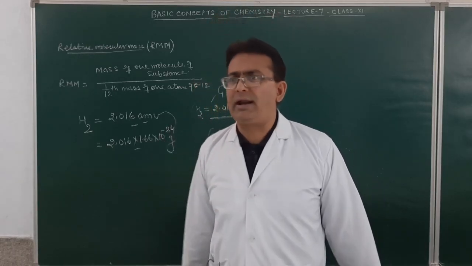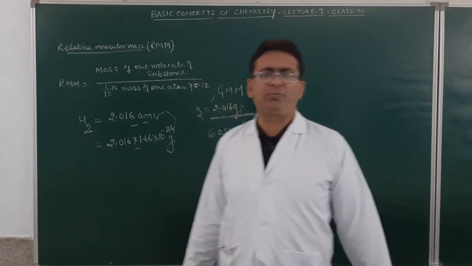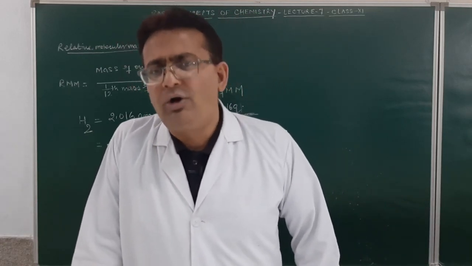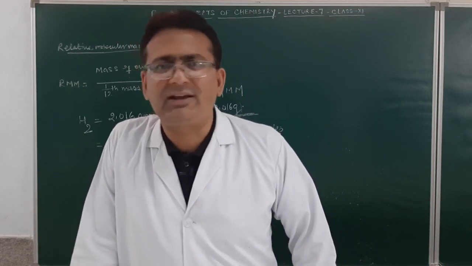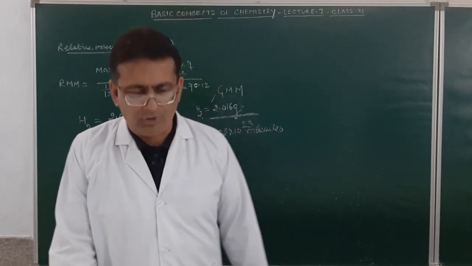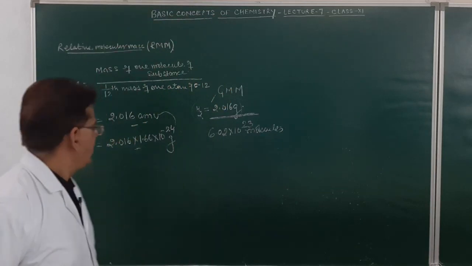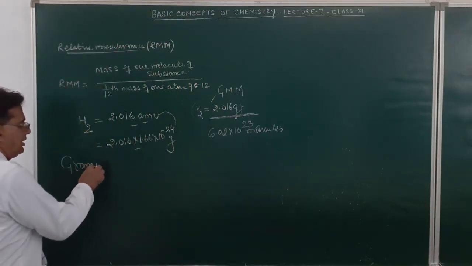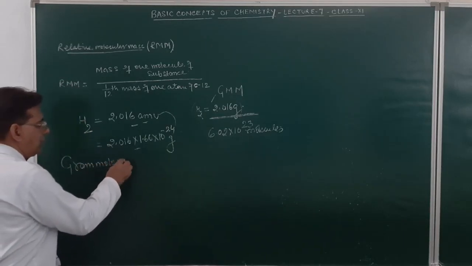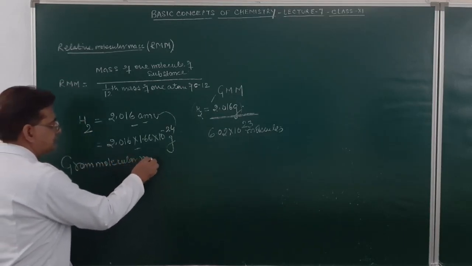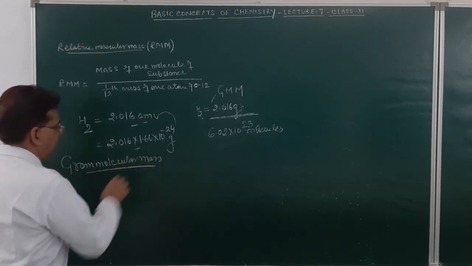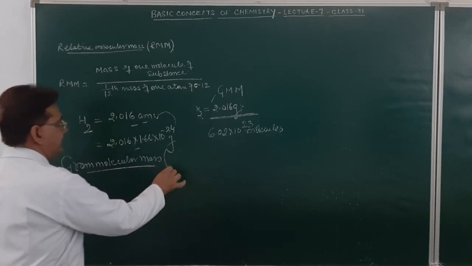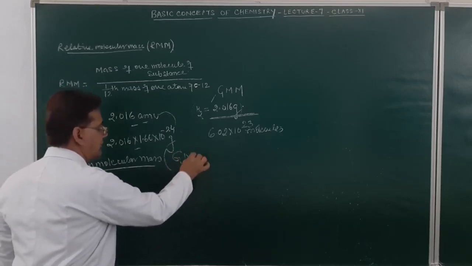So if I define it, the mass of 6.02 into 10 raised to power 23 molecules expressed in gram is the gram molecular mass, or the molecular mass expressed in gram is called a gram molecular mass. Am I getting clear, student? So if I write down the word gram molecular mass, it is written as GMM. This is gram molecular mass.